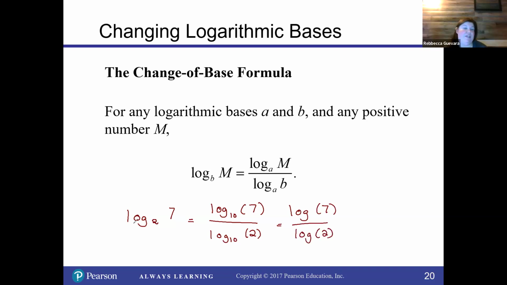So if I wanted to find log base 2 of 7, then all I'd have to put in my calculator is log of 7 over log of 2, or natural log of 7 over natural log of 2. It's not going to matter what base I use, just as long as it's that same base, base a. So these are both base 10, and these are both base e. So just make sure you have the same base.